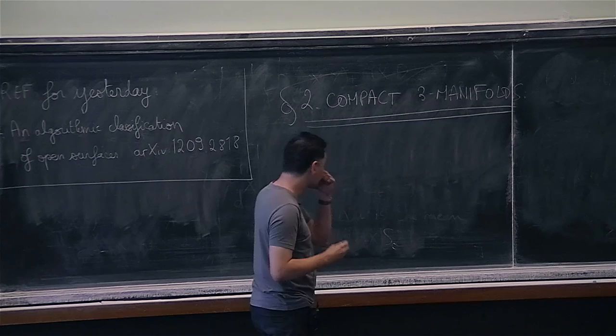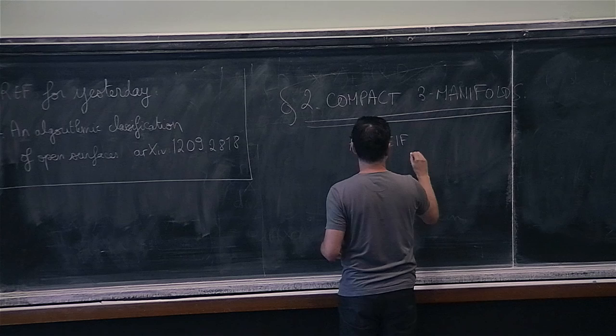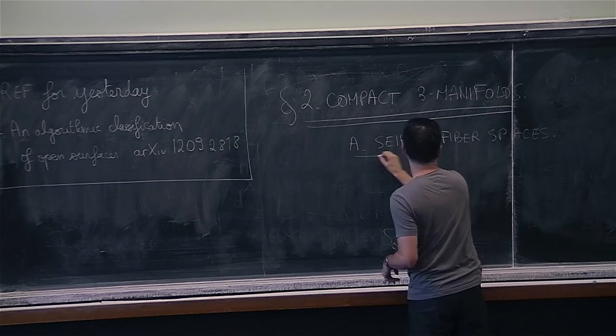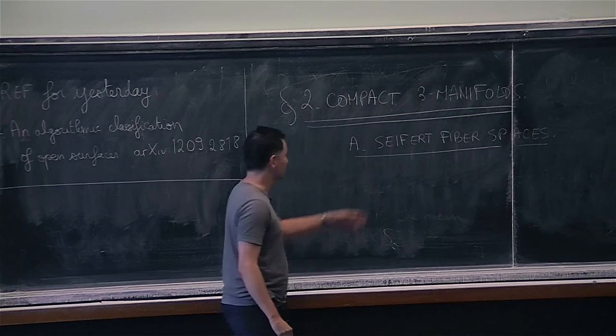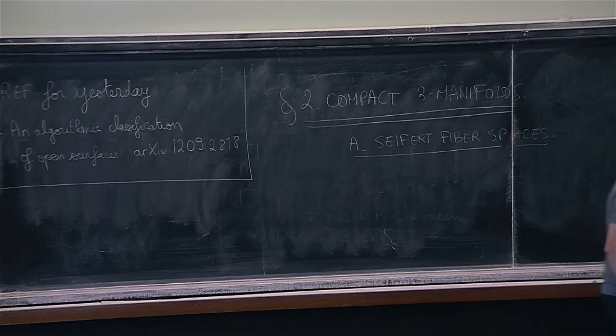So I'm going to start with Seifert fiber spaces, or sometimes called Seifert manifolds. So that's an interesting class of three-manifolds. It was mentioned yesterday when I asked you to give examples of three-manifolds, and you will see that it's a rather large class. It contains several examples, which are other manifolds that some of you have mentioned yesterday.